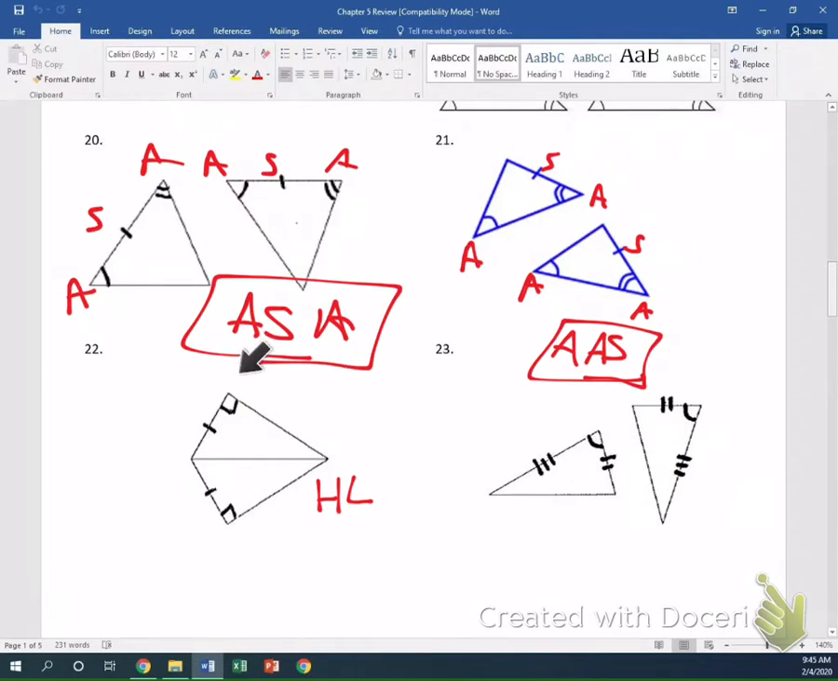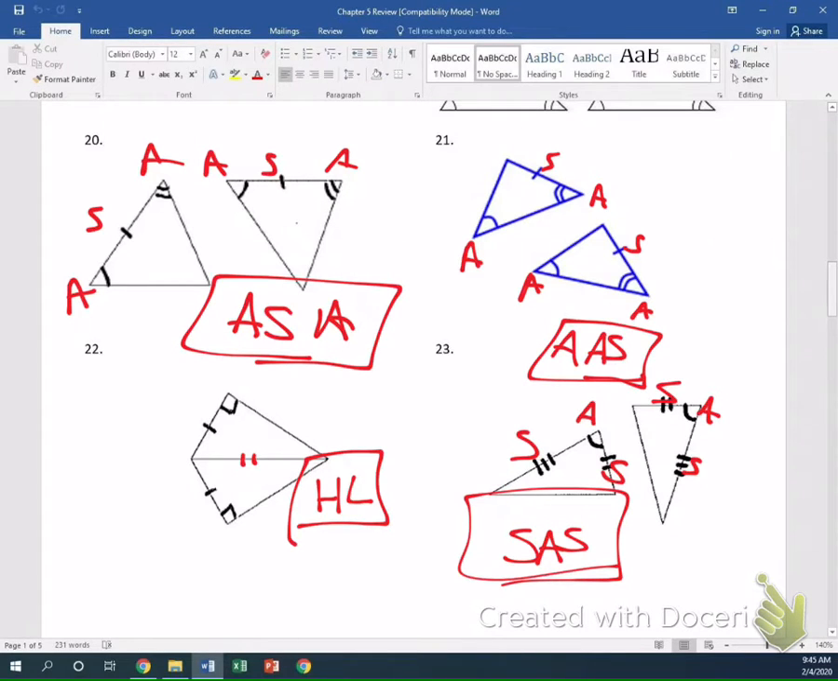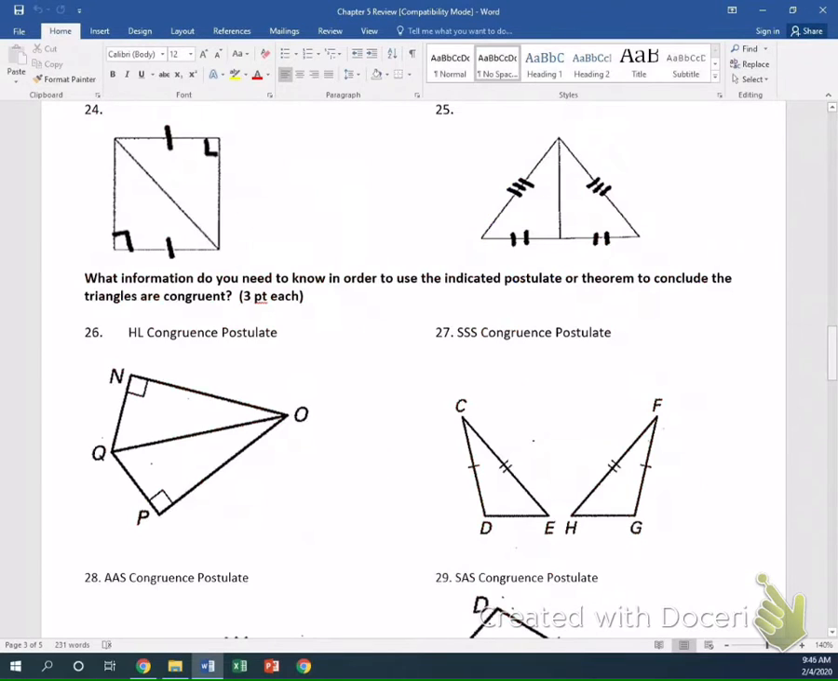HL. Anytime you see the right angle, check to see if you have information about the hypotenuse and about the leg. And in this case, we have both, so it's HL. All right, 23? Side, angle, side. Good. Again, if you're struggling, just label them around. Sometimes the labeling doesn't help. Another one where we have the hypotenuse, the leg, and the right angles.